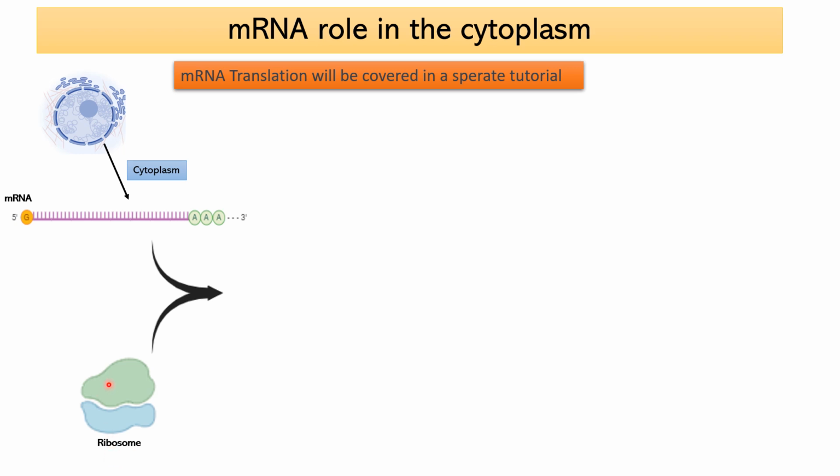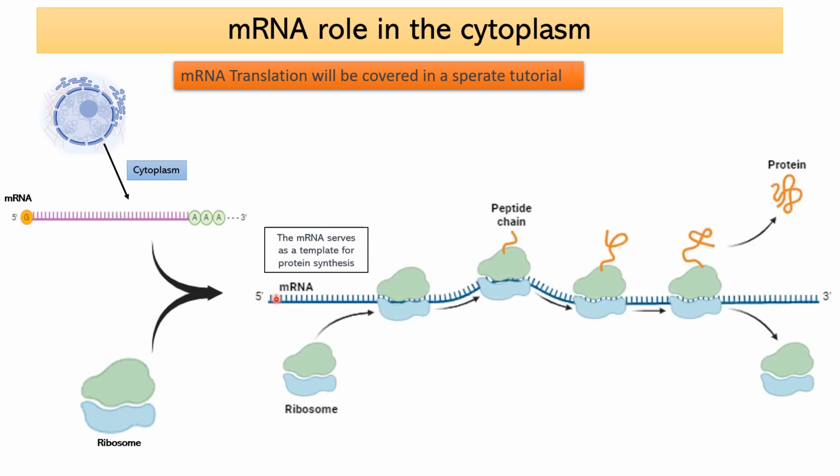The ribosome is made up of 2 subunits, a large subunit and a small subunit. What happens is that the mRNA will serve as a template for the production of protein. This peptide chain is being made through the ribosome. As we can see here, the ribosome will identify the mRNA and start moving through the mRNA.